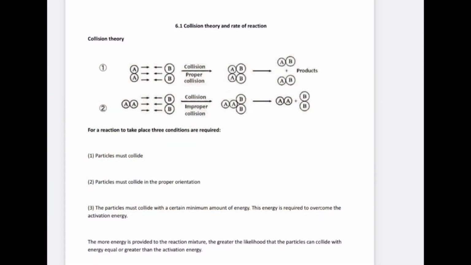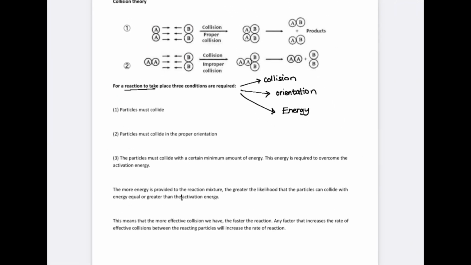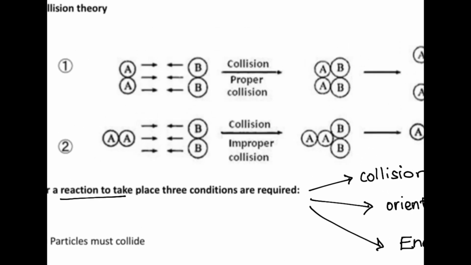So similarly, for a reaction to take place, the three conditions involve collision, orientation, and energy of the particles. So firstly, particles must collide. So as you can see here, collision should take place. And they must collide in the appropriate orientation. So as you can see here, you have appropriate orientation.